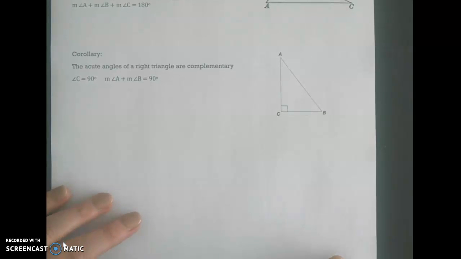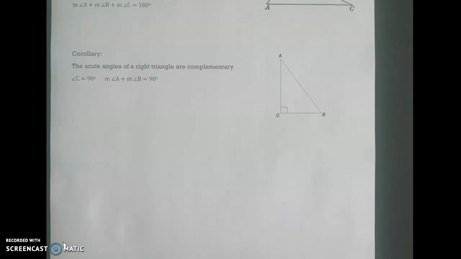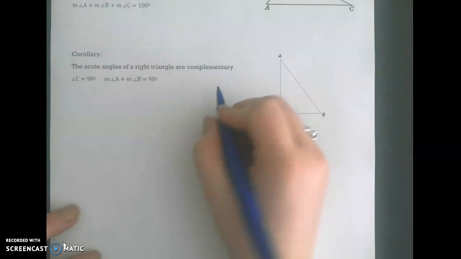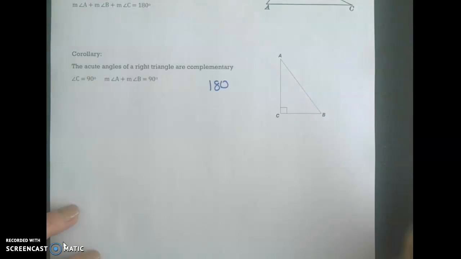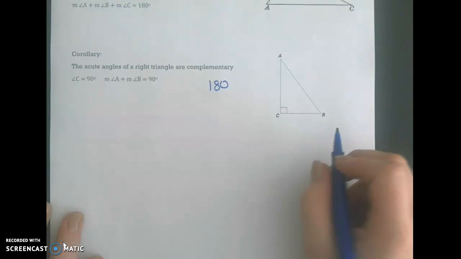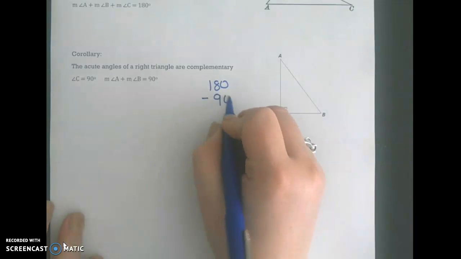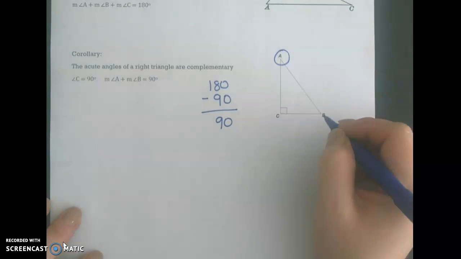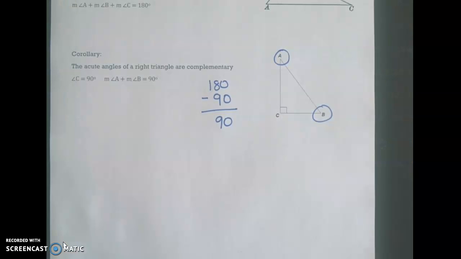And one corollary to that, which is something that we can conclude based on this theorem, is that the acute angles of a right triangle are complementary. So if I have a right triangle here, remember if the total sum of the angles is 180 and a right angle is equal to 90 degrees, so if I subtract 90, I have 90 left over. So these angles A and B would need to add together to be 90 degrees. And remember, two angles that equal 90 degrees are complementary.